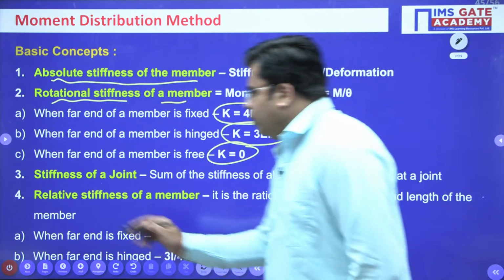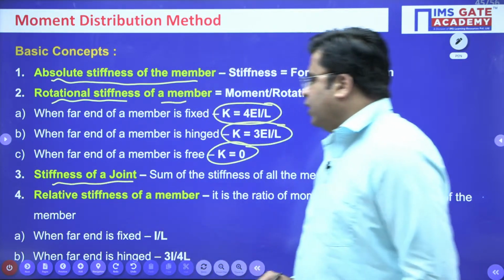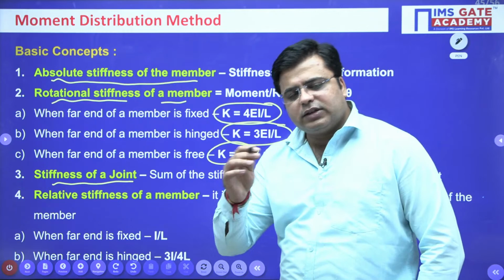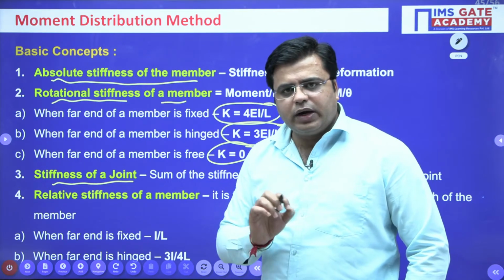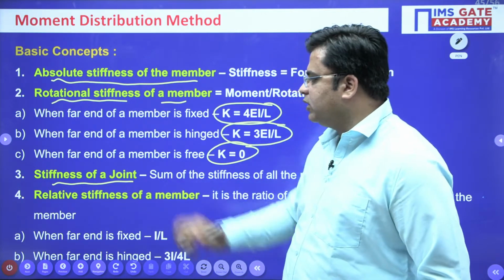Next, what do we mean by stiffness of the joint? When we add all the stiffnesses of the members meeting at a joint, that is termed as the stiffness of the joint.